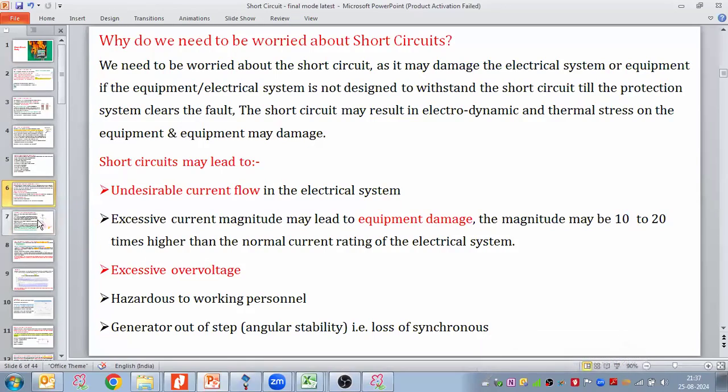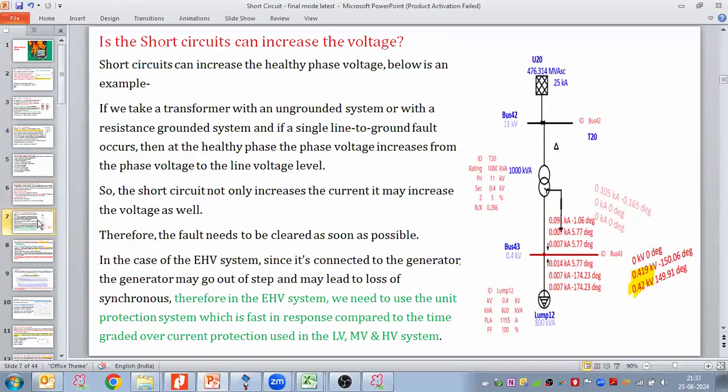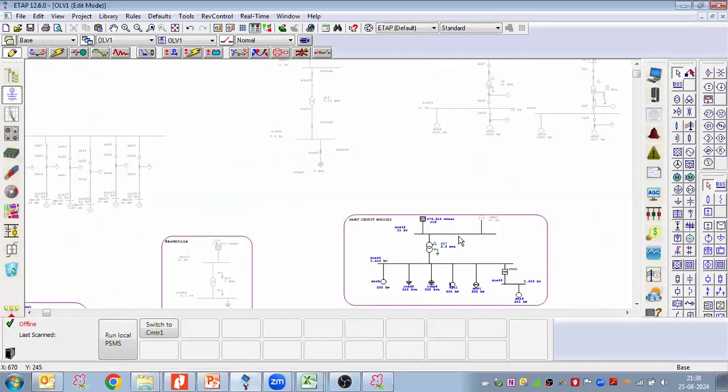So let us see the situations when this short circuit may lead to excessive over voltage. Generally, short circuit leads to excessive or high current, but it is also providing excessive over voltage. So let us see what could be the case in the electrical power system. Let us take one example where we take power supply tapping from the grid, connecting to the grid bus, and from that grid bus we take supply to the power transformer. We can also simulate this.